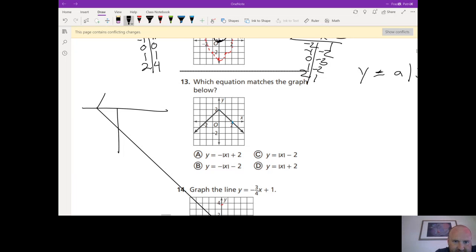So we have x, and then we have absolute value of x with 0 here in the middle again. Absolute value of 0 is 0. And then absolute value of negative 1 is 1. Absolute value of negative 2 is positive 2. Absolute value of 1 is 1. Absolute value of 2 is 2.